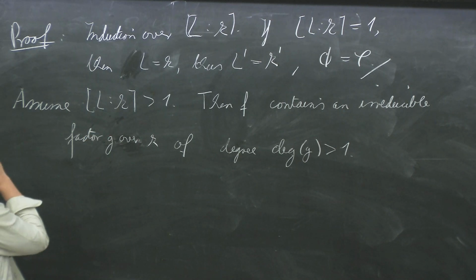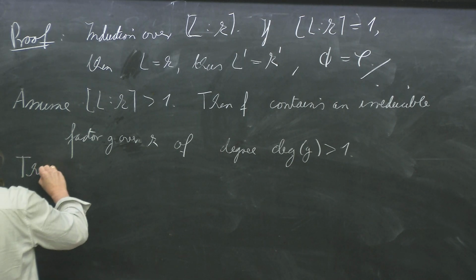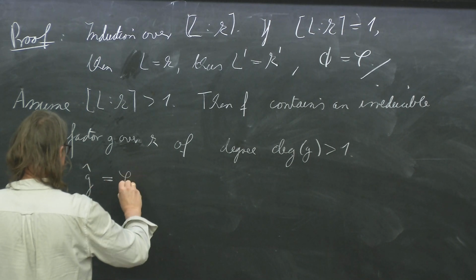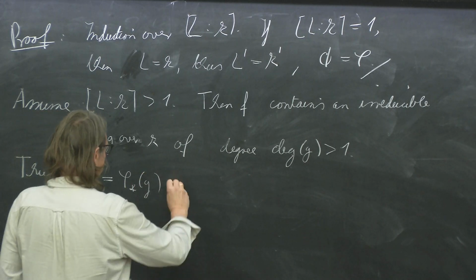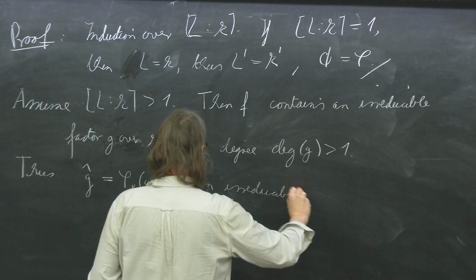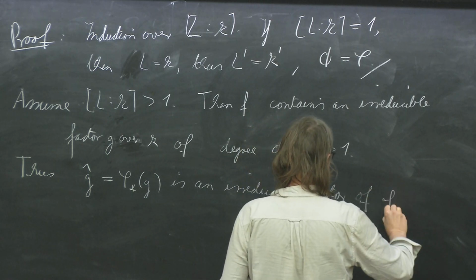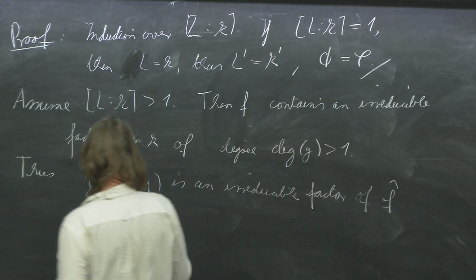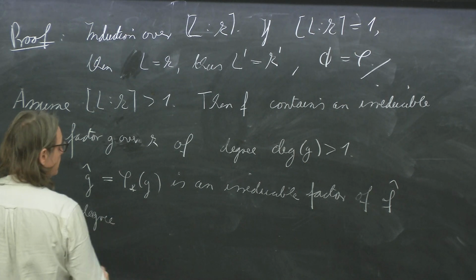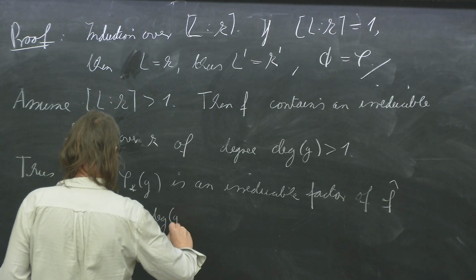So thus, since small phi is an isomorphism, g hat, which is phi star of g, is an irreducible factor of f hat with the same degree, equal to the degree of g.